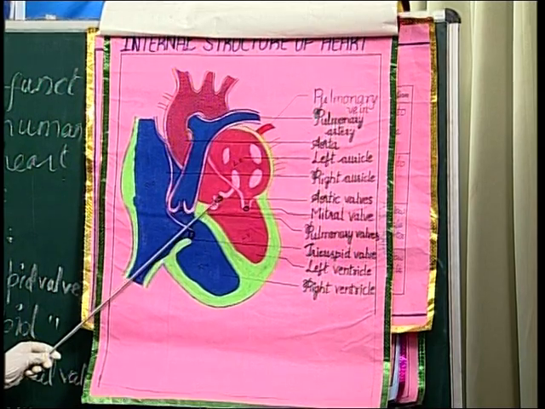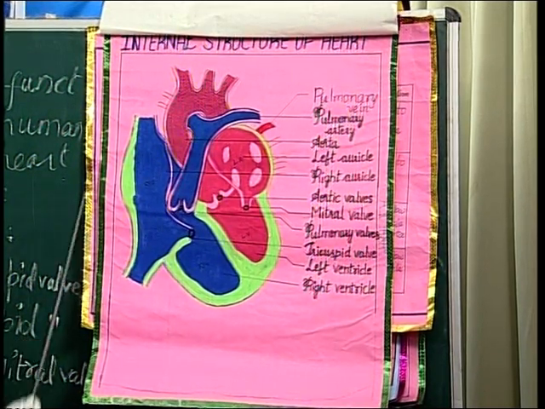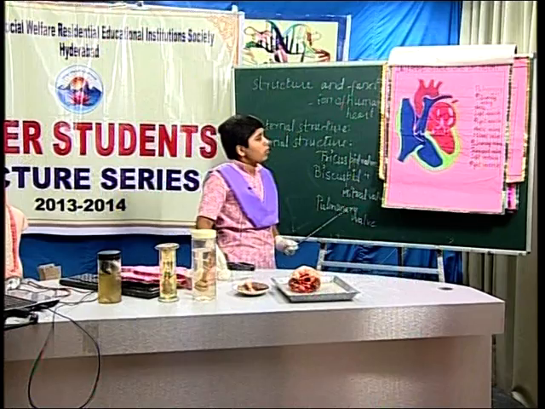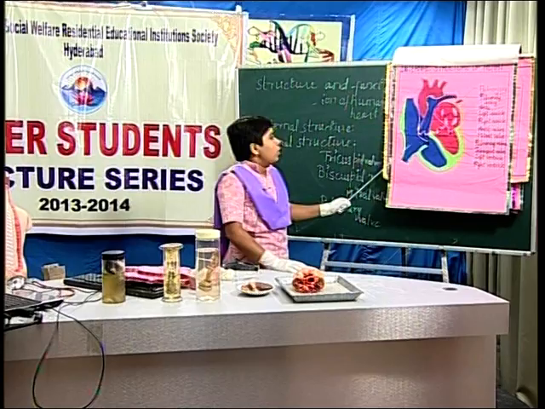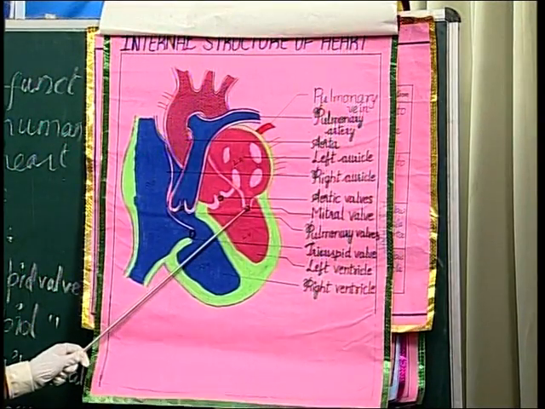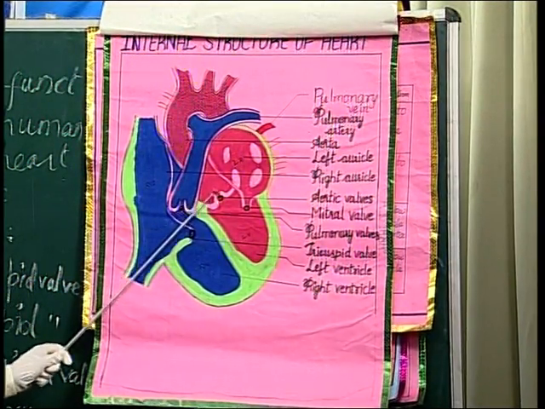Allows the flow of blood from the left ventricle into the systemic aorta. So, finally, there are 4 valves present in the heart. They are the tricuspid valve, bicuspid valve, pulmonary valve and aortic valve.